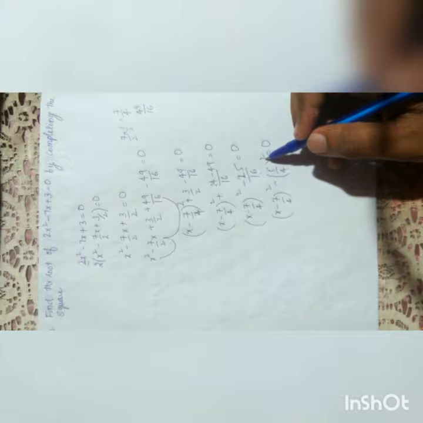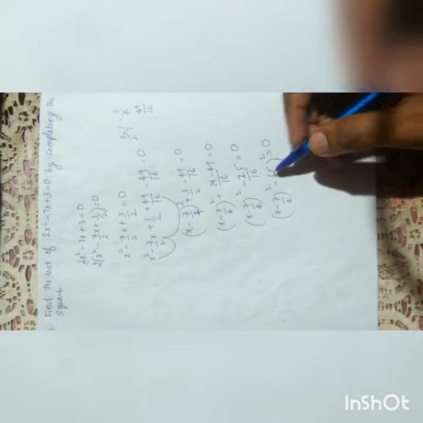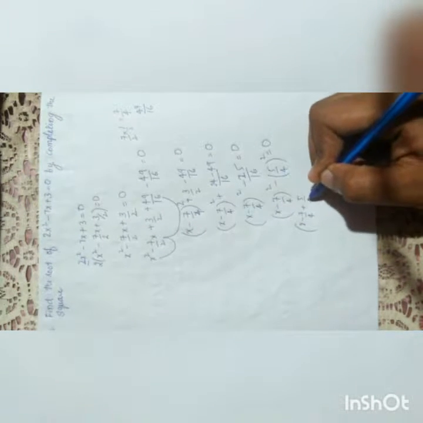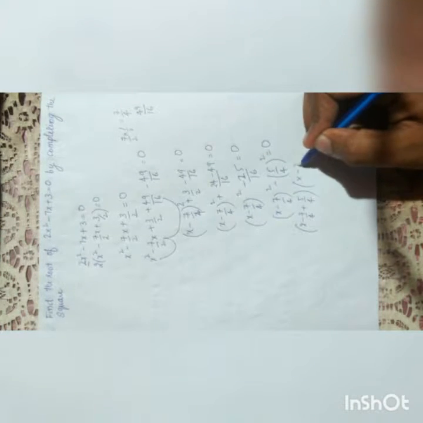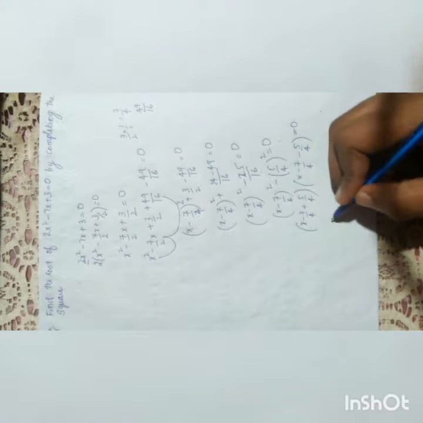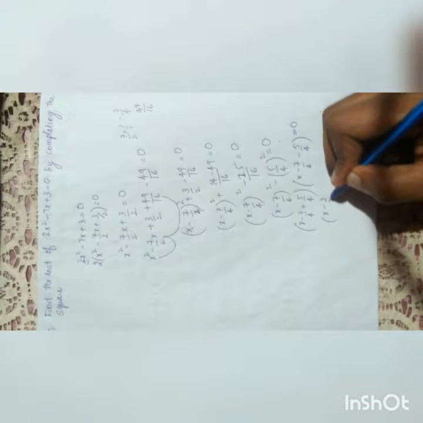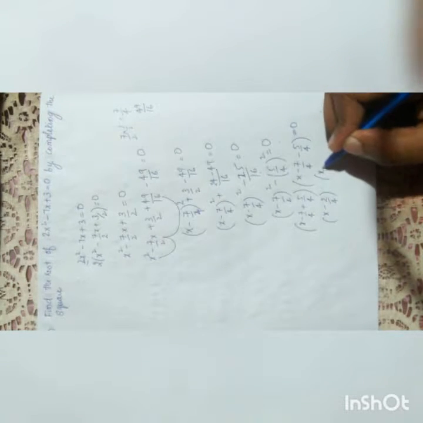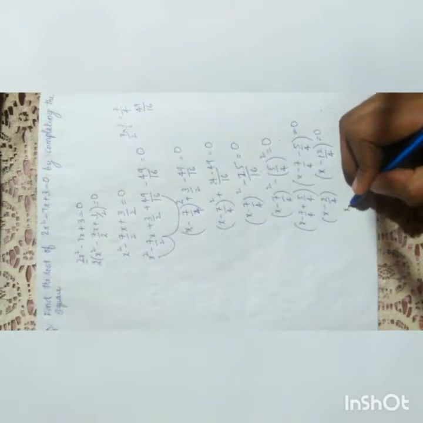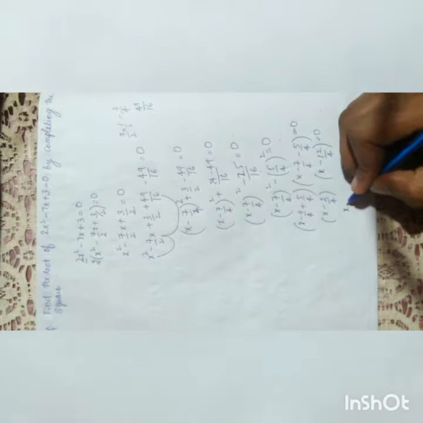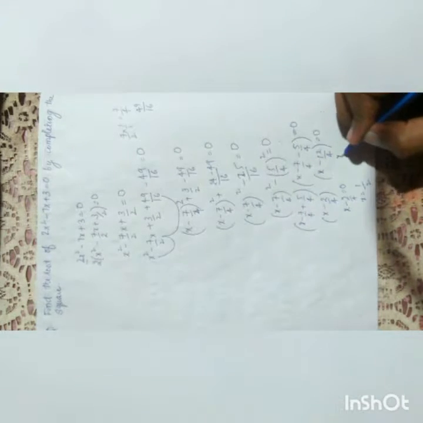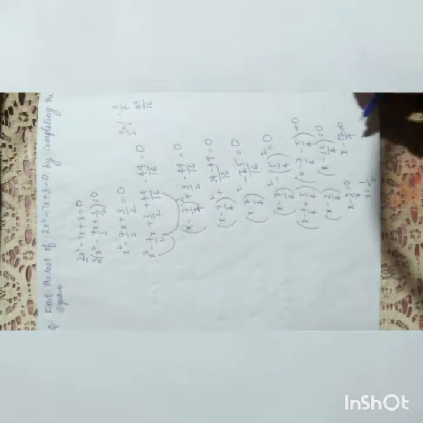Now we can apply the formula, which is (a − b)(a + b). So this has been reduced to x − 2/4 and x − 12/4. So we can now equate both equal to 0. So we'll get x − 2/4 = 0, so x is equal to half, and x − 12/4 = 0, and x is equal to 3.